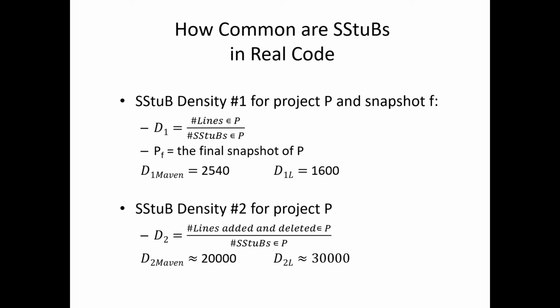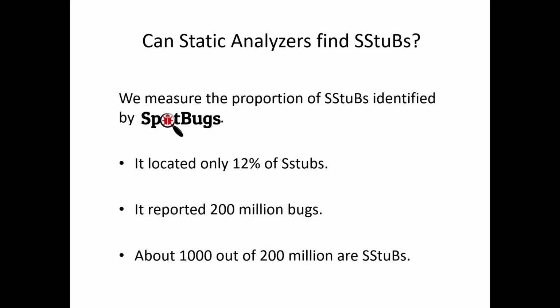The next density takes into account the whole life of the project, so every line that was added and deleted. If a line was modified, it would count both as an addition and a deletion. And this is divided by the number of stubs that exist in the project. So basically, you would expect, in general, a stub to appear every 2,000 to 30,000 lines of code. So they're quite common, actually.